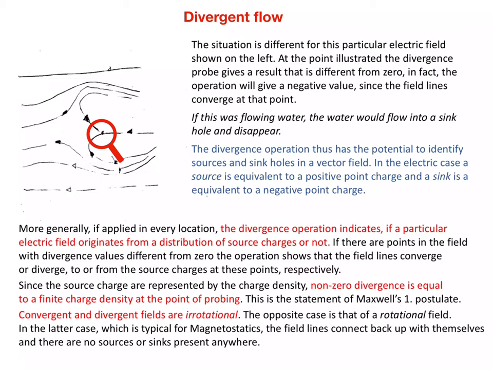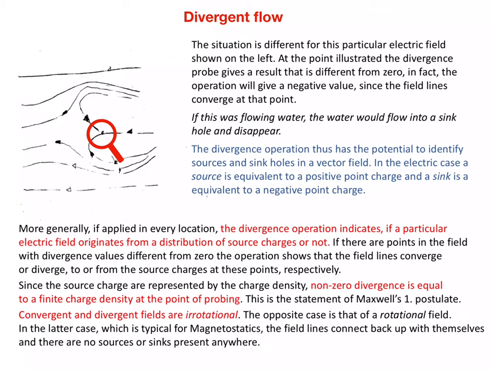This is in fact just the statement of Maxwell's first postulate. It can be formally shown that convergent and divergent vector fields are also irrotational. These 2 situations are mutually exclusive. The opposite case, a rotational field, is therefore not convergent or divergent. This latter case is typical for magnetostatics.